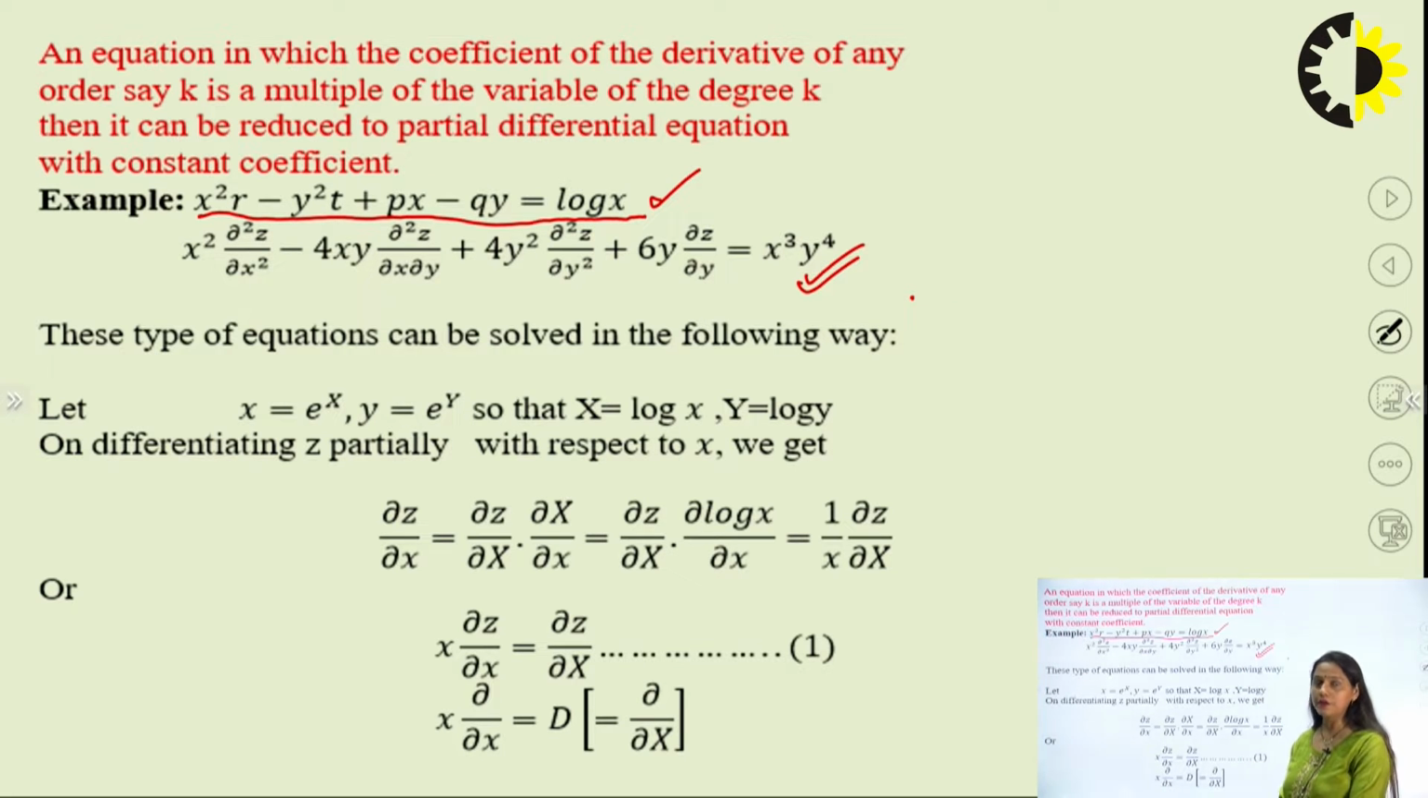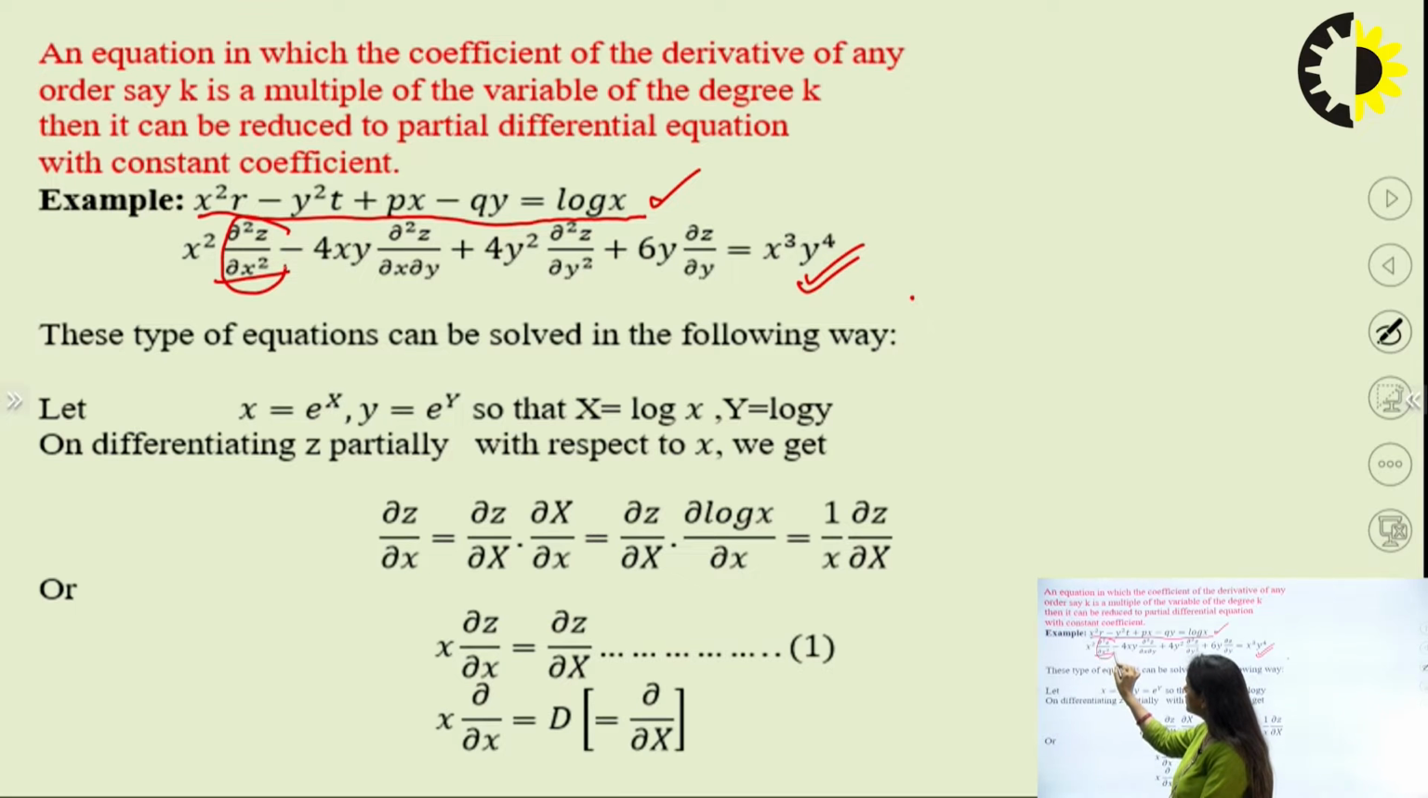You see very carefully, here we have the derivative of z with respect to x, and this derivative is of second order. Because this is a second order derivative of z with respect to x, the multiplication here is of x square. It means the coefficient of del 2z upon del x2 must be in x, and the degree of x must be the same as the order of the derivative.